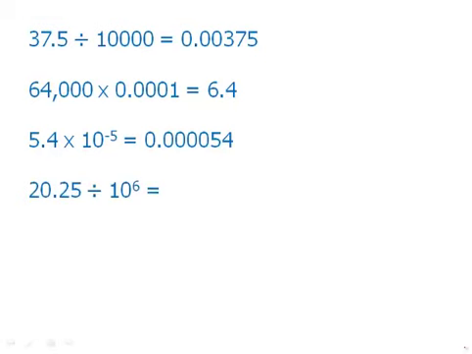20.25 divided by 1,000,000, divided by 10 to the 6. This will move 6 places to the left, so the first 2 places get it in front of that first 2, and then it has to move 4 more places beyond that. And so we get 4 placeholding zeros to the right of the decimal point.